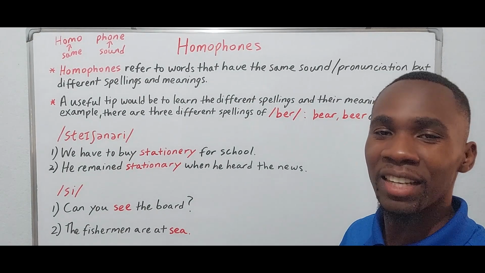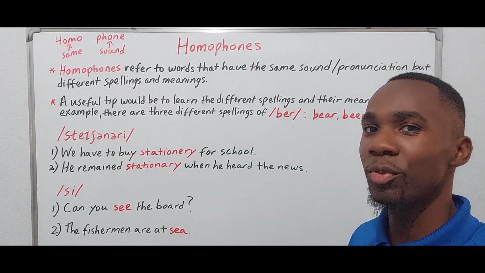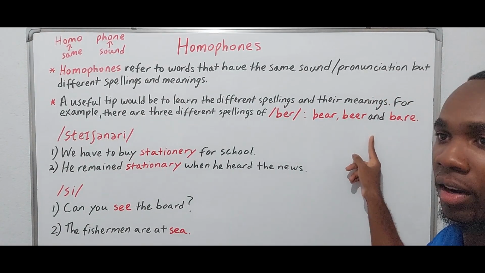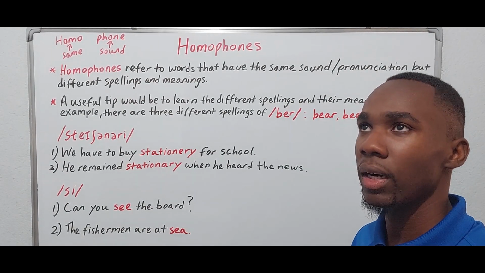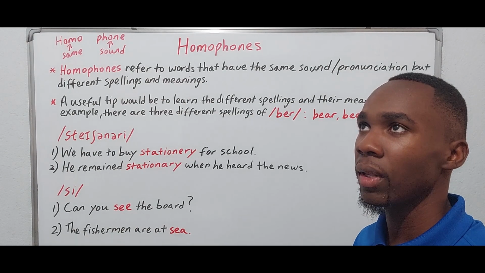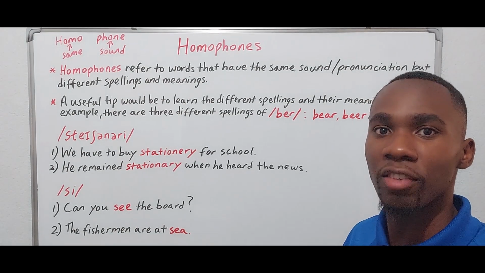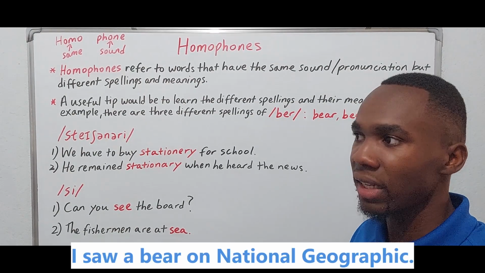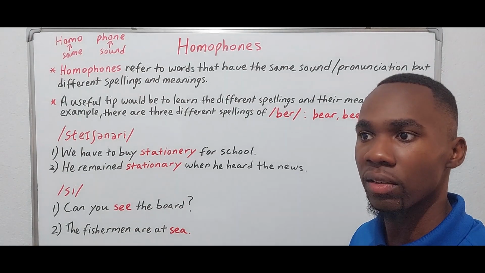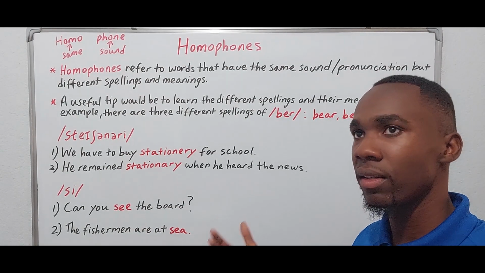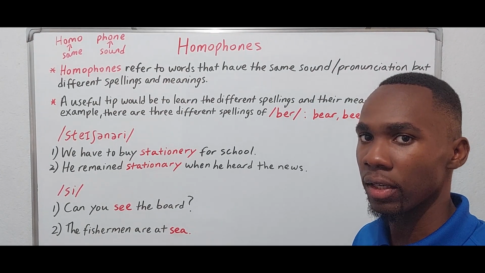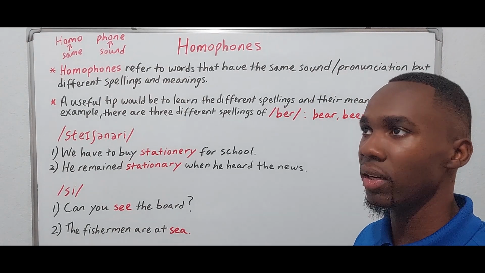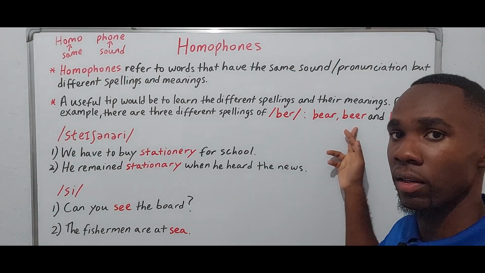Well, again, that's not true because that could also be BEER. So if I add on, I saw a bear on National Geographic or something like that, the context would make it a little clearer that we're referring to the animal, right? But if I just say I saw a bear, I could also be referring to BEER.